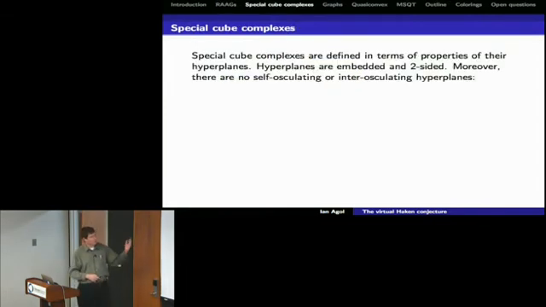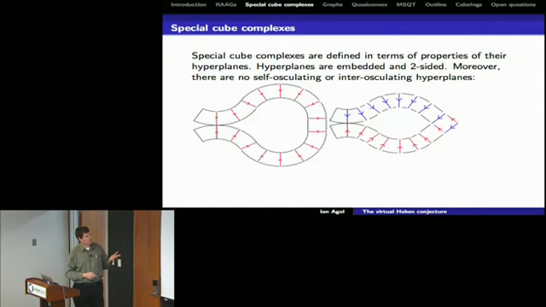So there are some other conditions that hold for these Salvetti complexes. They're inherited by their covering spaces, namely, the hyperplanes are embedded and they're also two-sided. There are examples of cube complexes, like if you take a Mobius strip made out of squares, then the midplane will be one-sided, and that's essentially how that can happen. So we assume that the hyperplanes are two-sided, and moreover, there are no self-osculating or inter-osculating hyperplanes.